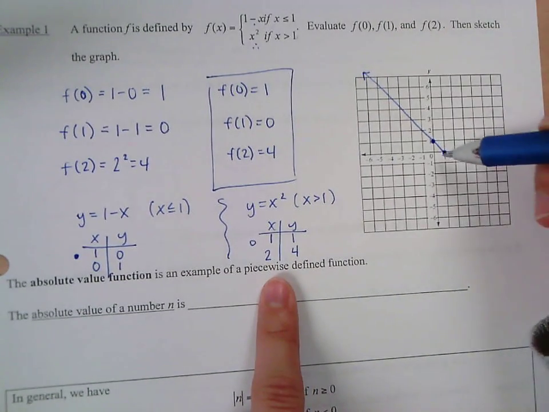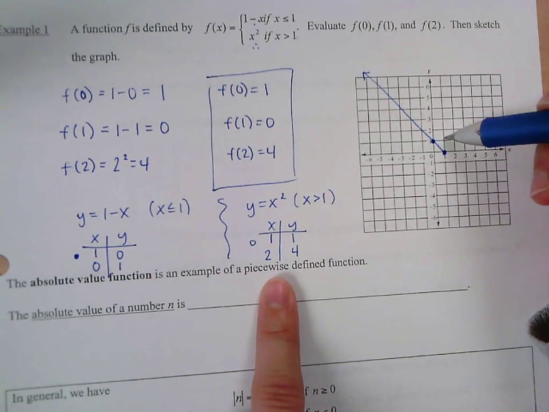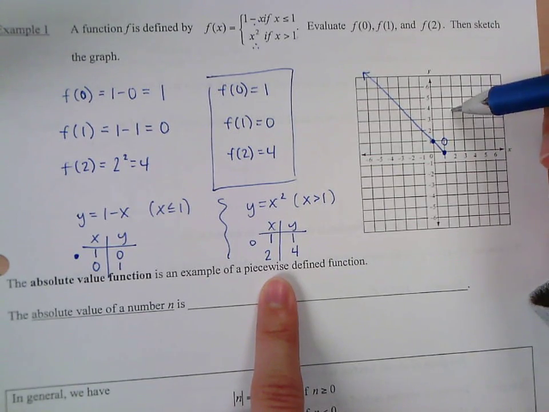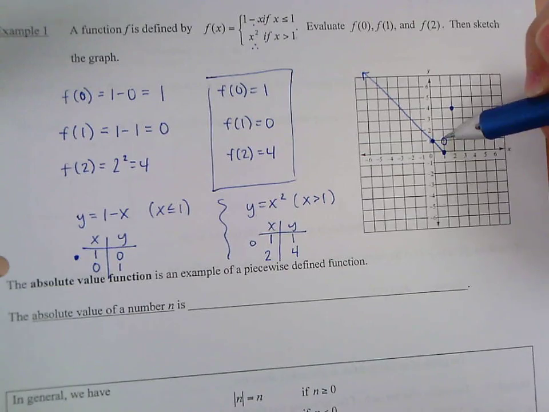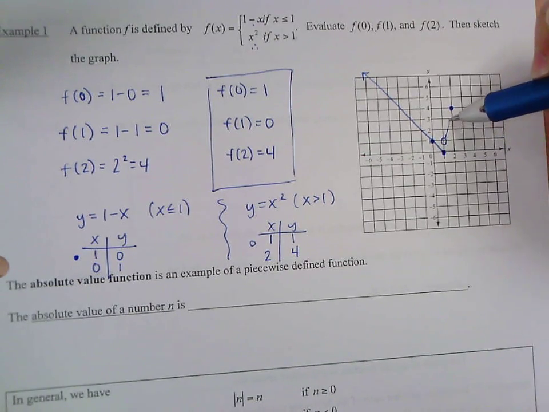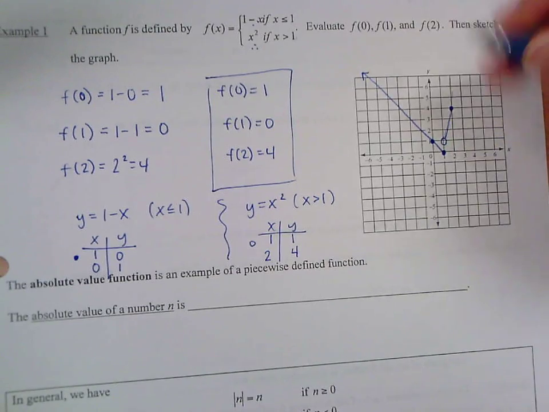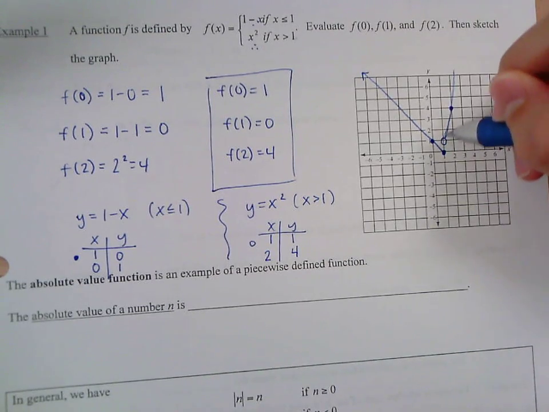So I'm going to plot (1, 1), but I'm going to put an open circle. And then (2, 4). And this is quadratic, so I know it would be kind of the right part of a parabola. So I don't want to draw a linear piece through it. I do want to make it appear to be as curved as I can. Oh, I need a new pen here.